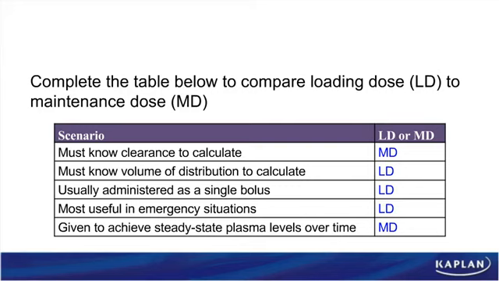A loading dose is usually administered as a single bolus. It's a one-time administration most often. Loading doses are also useful in emergency situations where timing is critical. It takes 4 to 5 half-lives for a drug to reach clinical steady state, and sometimes that is a very long time if a drug has a long half-life. Maintenance doses are given to achieve steady-state plasma levels over time, thus the name maintenance dose. Your goal, to maintain plasma levels over time.